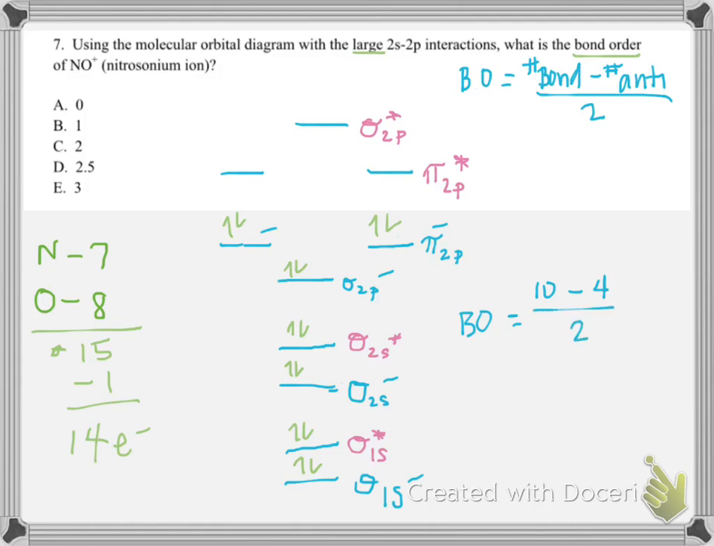So we'll have 6 divided by 2 for a bond order of 3. And so just remember that our anti-bonding orbitals are the ones with the stars. Okay. They're the higher energy orbitals. They have the node where electrons can exist, and we mark them with the star. Okay, so E is the answer there.